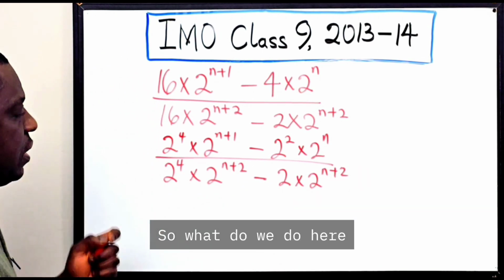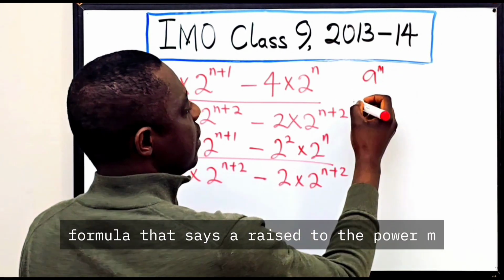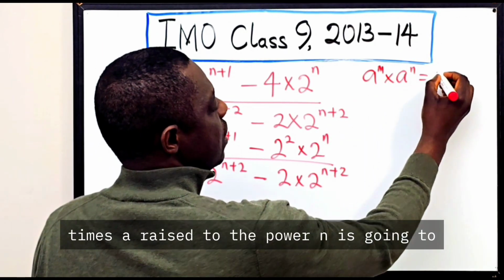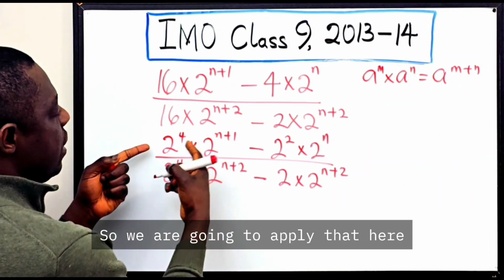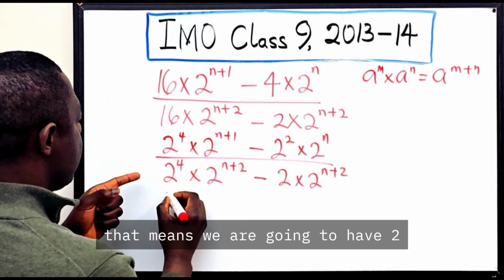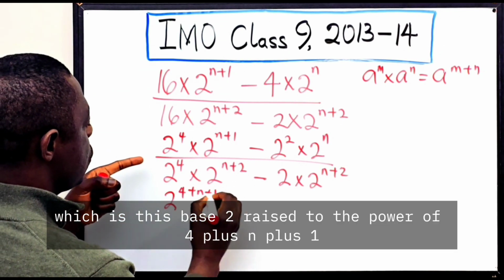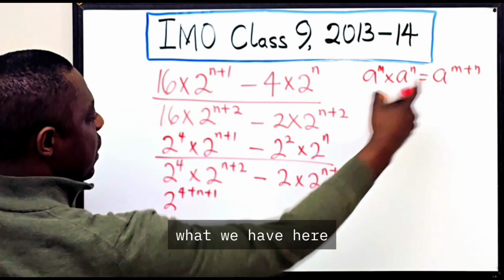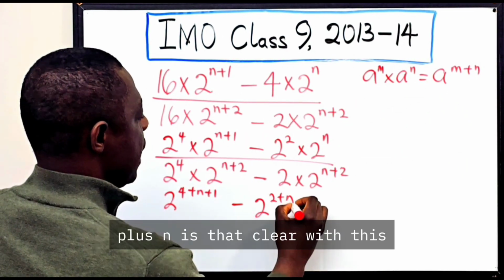So what do we do here? So what we do here is to look at this formula that says a raised to power m times a raised to power n is going to give us a raised to power m plus n. So we are going to apply that here, and if we do that, that means we are going to have 2, which is this base, 2 raised to power 4 plus n plus 1. That is what we have here, based on what we have here. So minus, we're going to do the same thing here, 2 raised to power 2 plus n is that base.